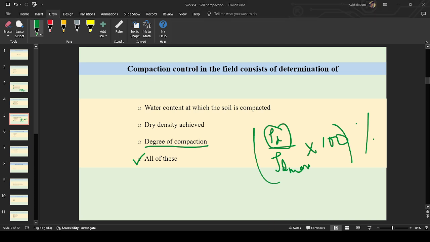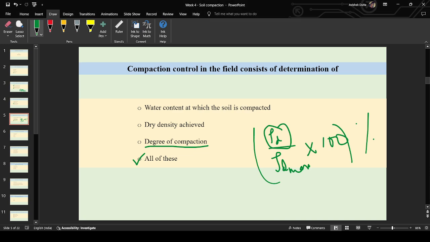Sir, the degree of compaction in the numerator already includes both option 1 and 2, na, sir? For example, we find a bulk density in the field, not dry density directly. Yes, the bulk density you find, but when we talk about the degree of compaction, we put dry density as a denominator.